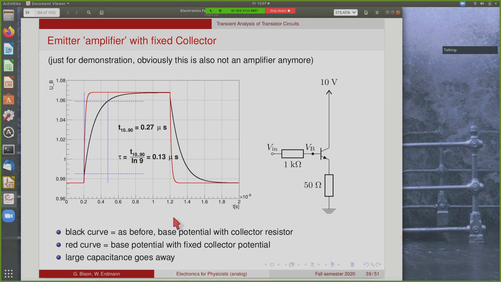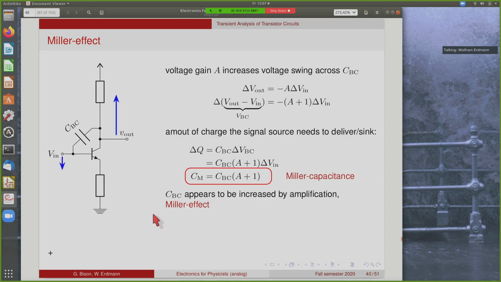And this effect is called the Miller effect. So where does it come from? When we have the resistor here, it means that when the input goes down by a certain amount, the output goes up by a multiple of this. So which is the amplification.